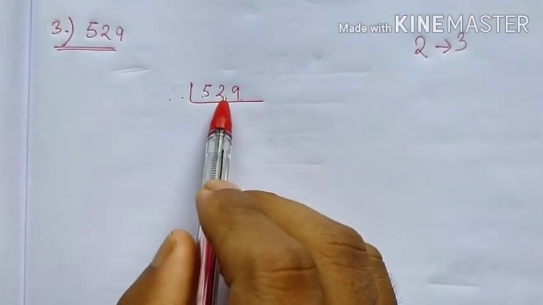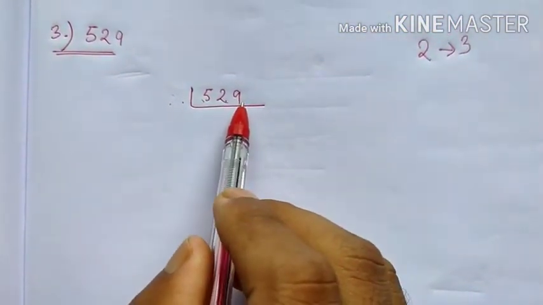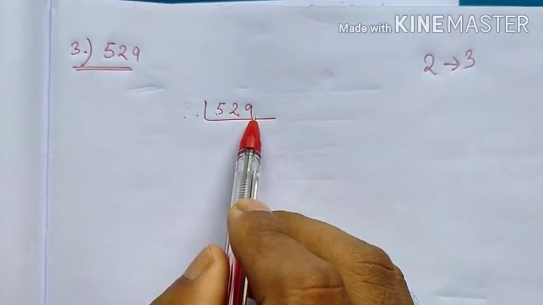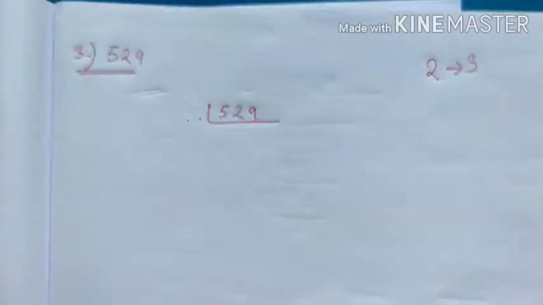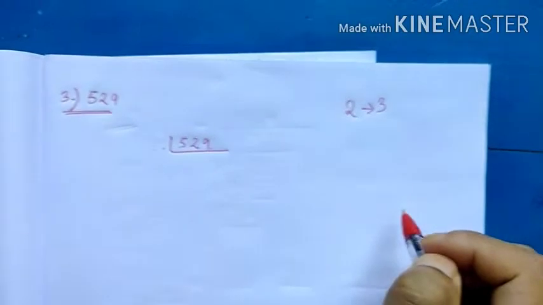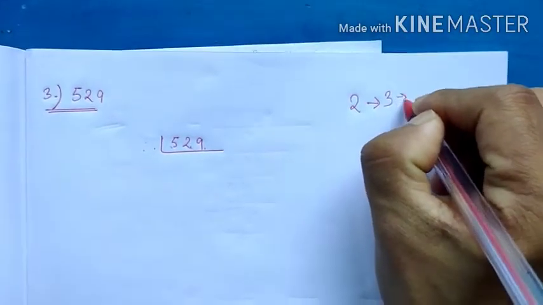Let us check. 5 plus 2 is how much? 7, and 7 plus 9 is 16. Is 16 divisible by 3? No, right? So we cannot use 3 here either. Okay, so 3 will also not be divisible. So now let us look for the next number, which is 5.